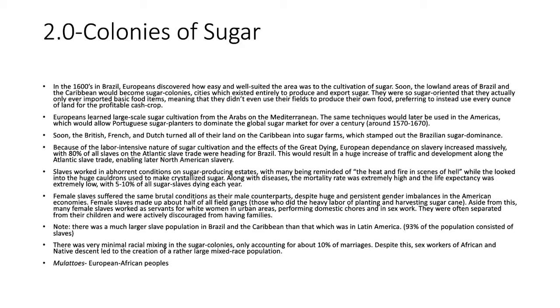93% of the population consisted of slaves in the sugar colonies. There was very minimal marital race mixing. It only accounted for about 10% of marriages. However, there was a very large mixed race population. Does anybody want to take a swing as to why?